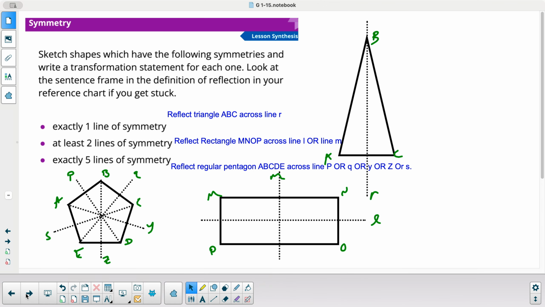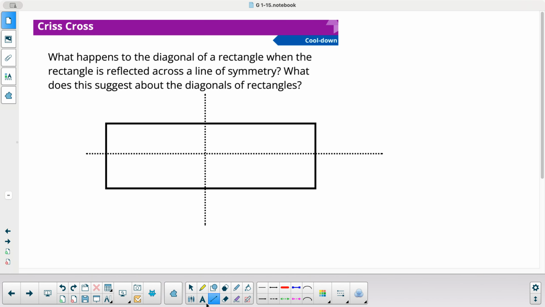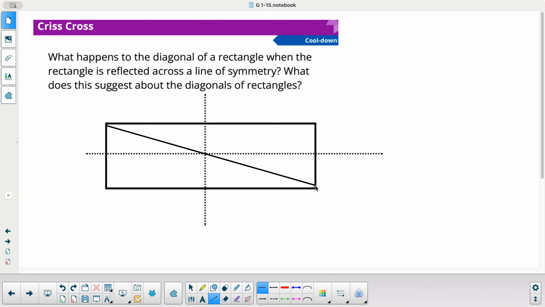All right. Last thing here, what happens to the diagonal of a rectangle when the rectangle is reflected across a line of symmetry? So the diagonal will become the other diagonal. Okay. Remember, rectangles only have two lines of symmetry. Okay, right there and right there. So look at your diagonal here. This diagonal. Okay, if I reflect across, let's do the vertical one. Let's get rid of this one here just for the heck of it.